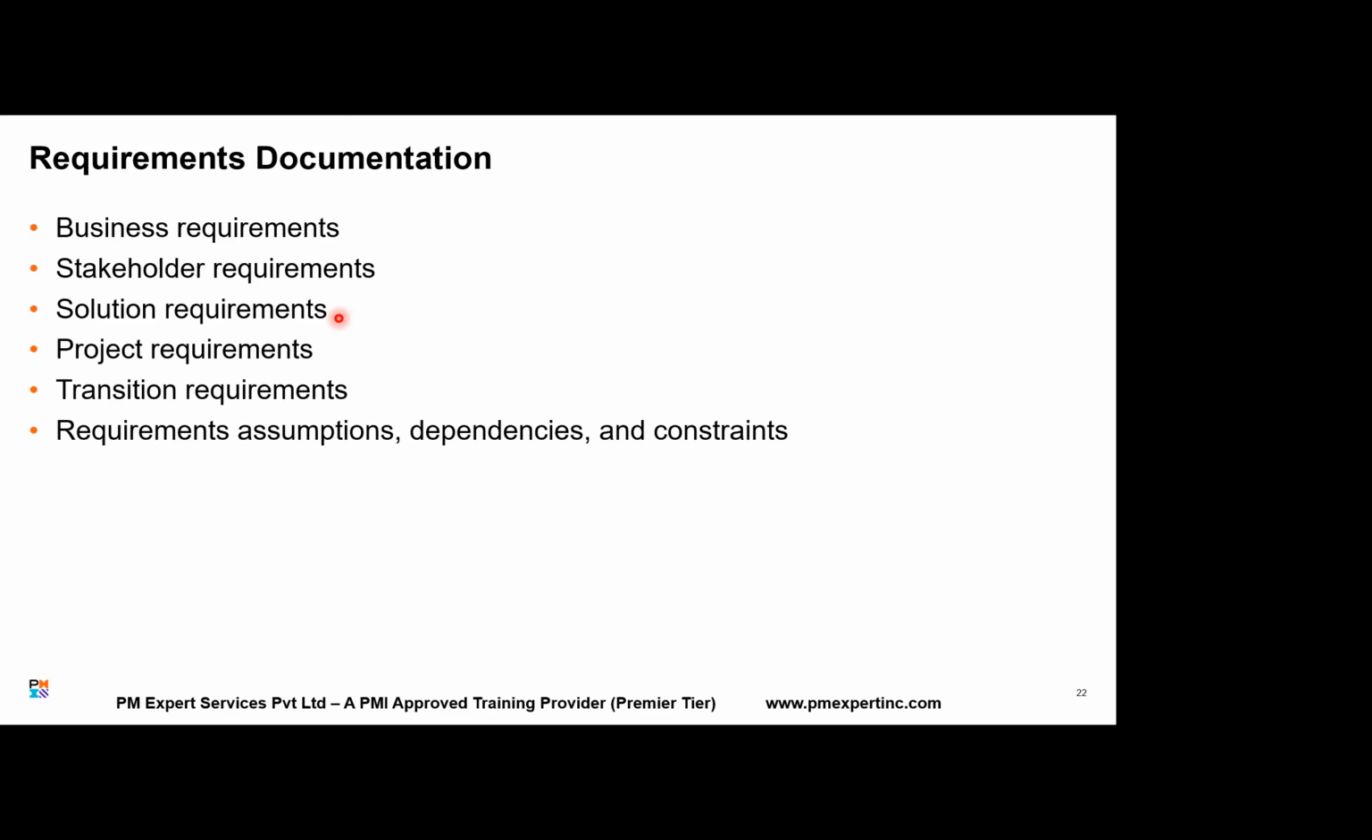A functional requirement ensures that your project or product is fit for purpose, whereas a non-functional requirement ensures that your project is fit for use. Are you getting my point or not? A functional requirement tells you whether your project is fit for purpose, whereas a non-functional requirement tells you whether it's fit for use or not.